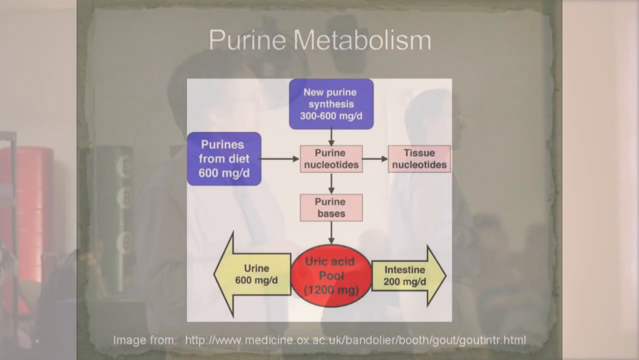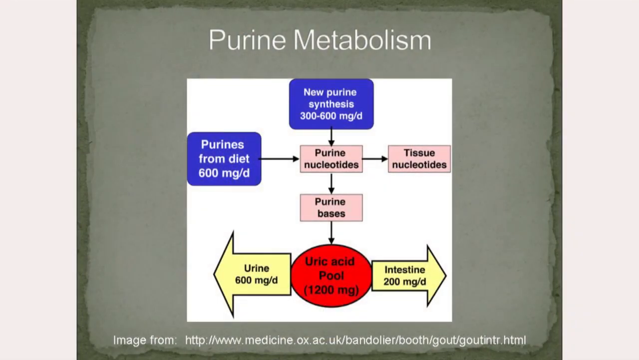So basically, this is just summarizing what I've mentioned. In our bodies, we make new purines as we're building cells. We also take in purines from the diet. We lose some of these purines on a daily basis. The purines are ultimately broken down into uric acid. We lose a lot of the uric acid through the urine and the kidneys. We lose some through the intestine, and then we have some that just remains in the uric acid pool and is available for other bodily functions, serving as antioxidants, etc.